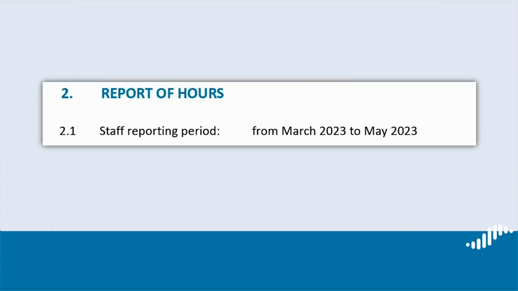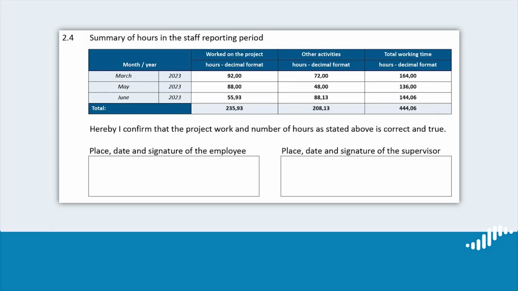If you scroll now back to the field 2.1, we can see that now the staff reporting period is March to May 2023. The reported hours are summed up under point 2.4, and here the employee and their superiors are asked to sign the report of hours.